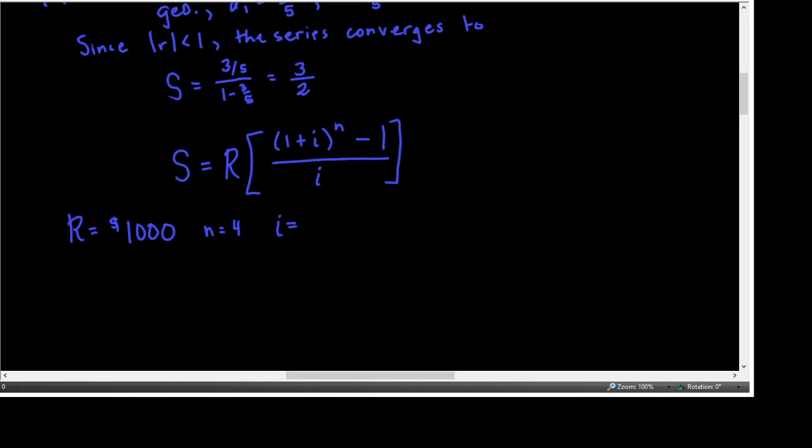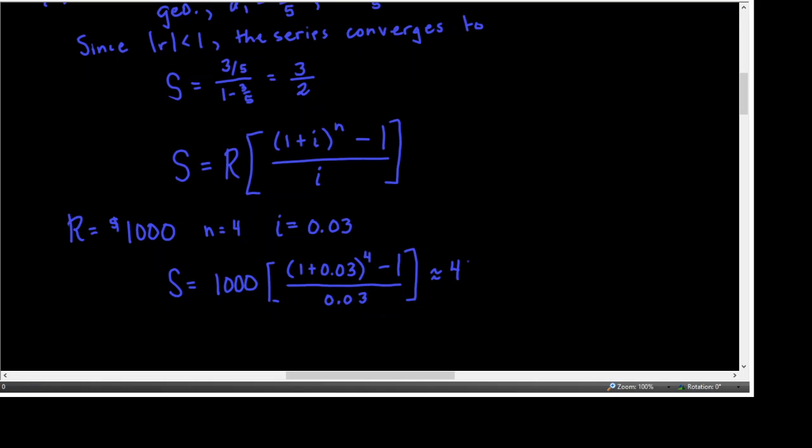So that means that i is 0.03 for 3%. We're asked to find the future value of this annuity. So using that formula, S will be 1,000, the R value, times (1 plus 0.03 raised to the 4th minus 1) divided by 0.03. Carefully type that into your calculator.